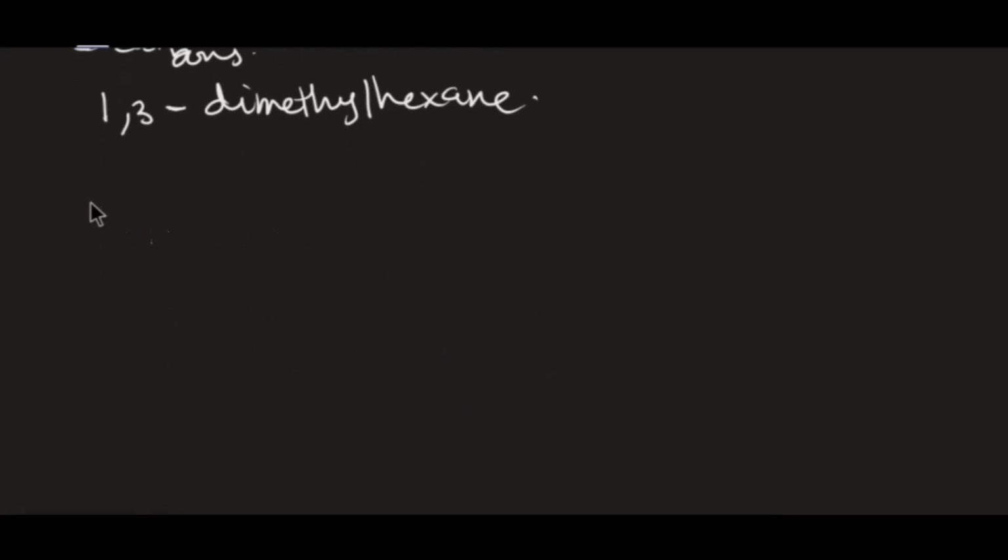Now let's move to our second structure. So we have this structure. This is a skeletal structure of a straight chain. So let me give you. So we have this.